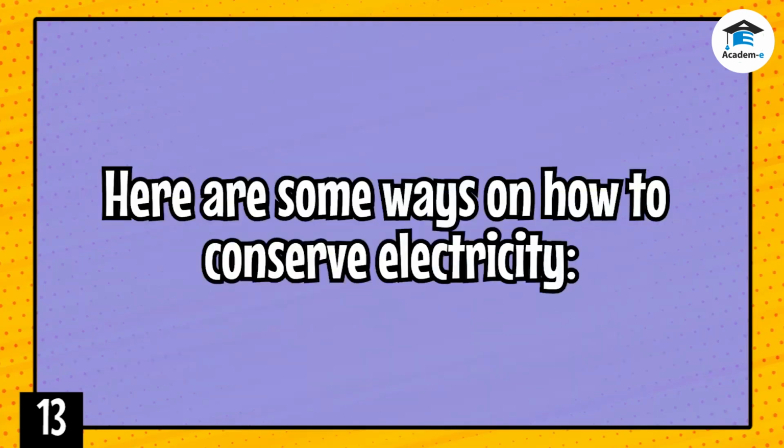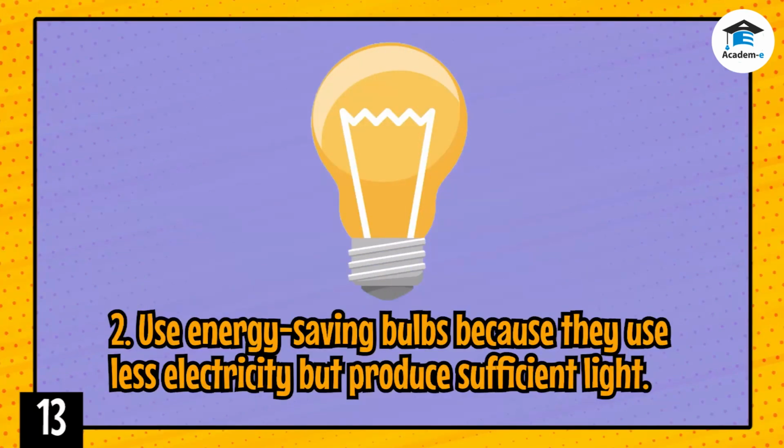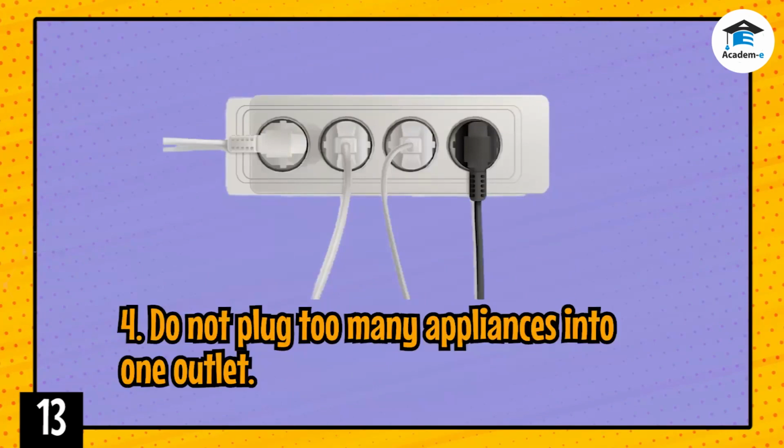Here are some ways on how to conserve electricity. 1. Switch off or unplug appliances when they are not in use. 2. Use energy-saving bulbs because they use less electricity but produce sufficient light. 3. Stay in ventilated areas instead of using air conditioning units all the time. 4. Do not plug too many appliances into one outlet. It can cause electric current overload that may lead to fire.